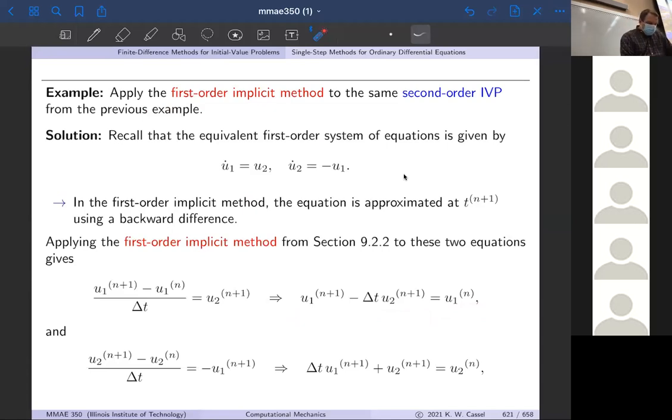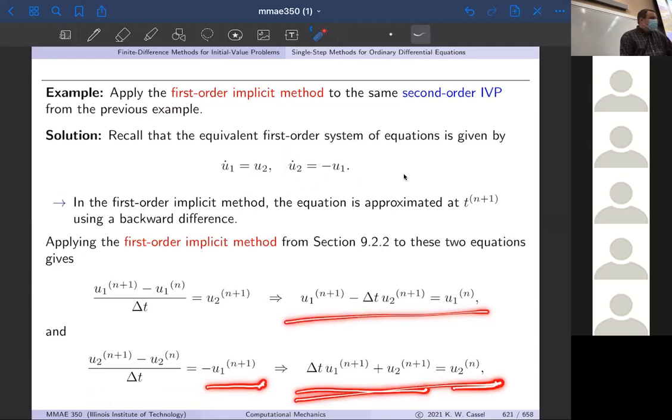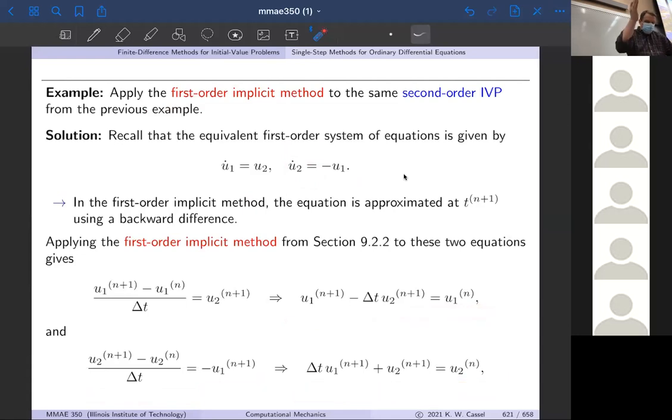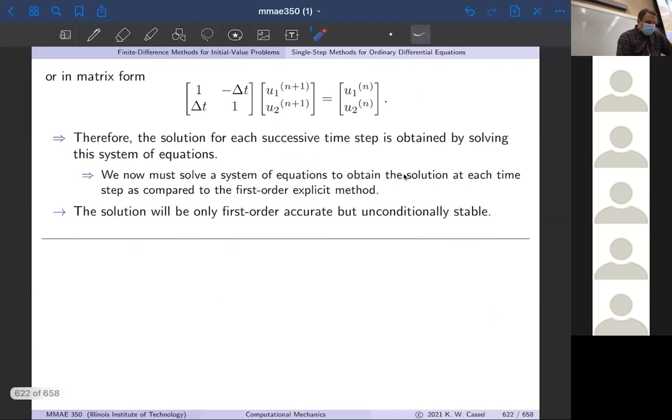The second equation, u2 dot is equal to minus u1. So that's u2 n plus 1 minus u2 n over delta t. That's the left-hand side. The right-hand side is minus u1, evaluated at the n plus first time step. So that's minus u1 n plus 1. Again, unknowns on the left, knowns on the right. So I have two implicit expressions for u1 and u2 at the current time step as I march forward in time. So now you can write this as a matrix problem again.